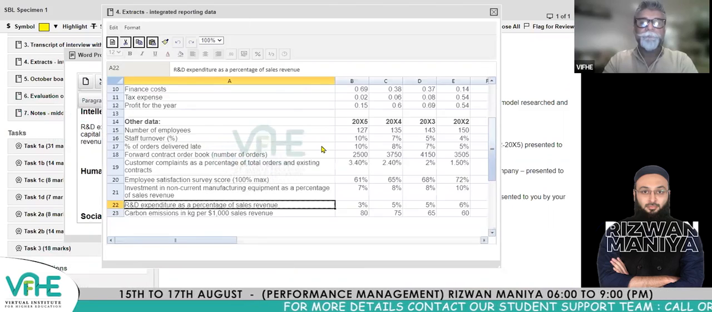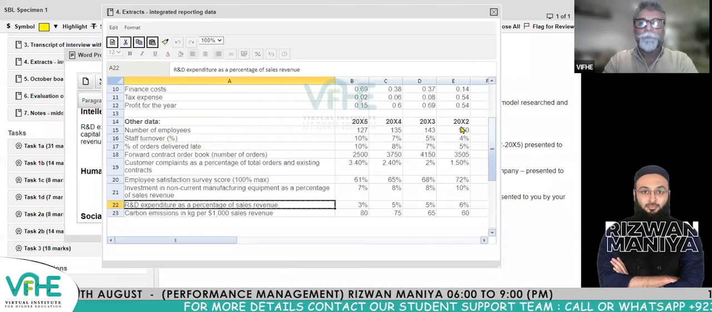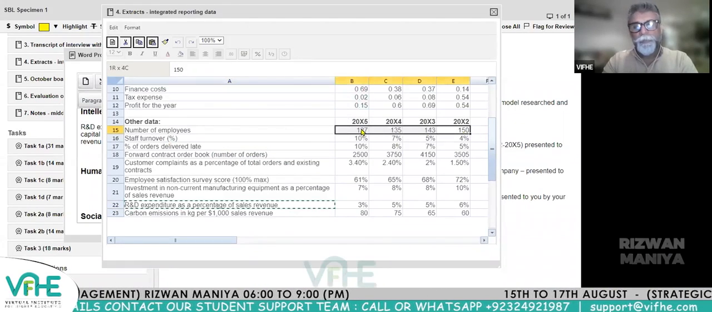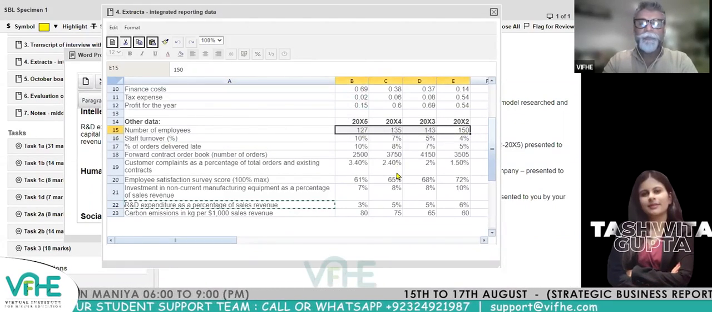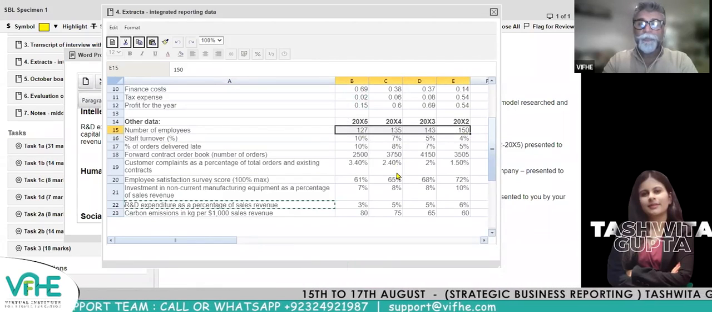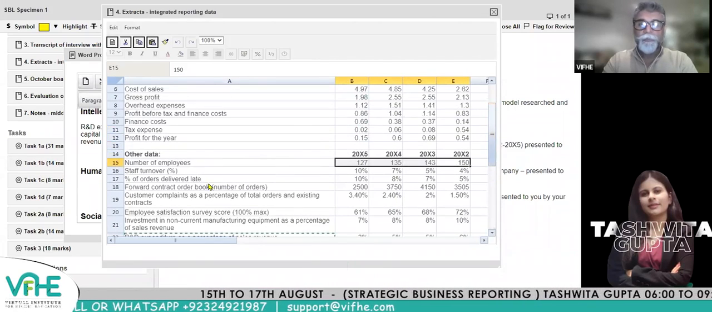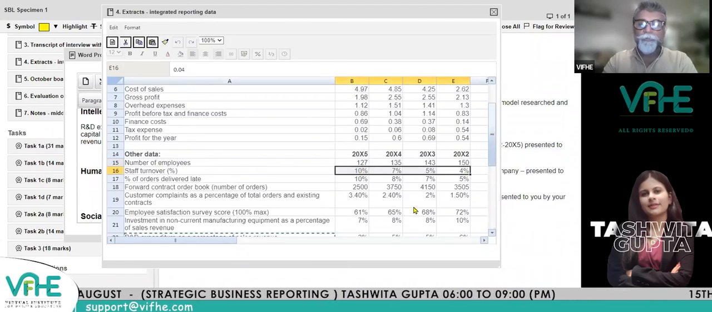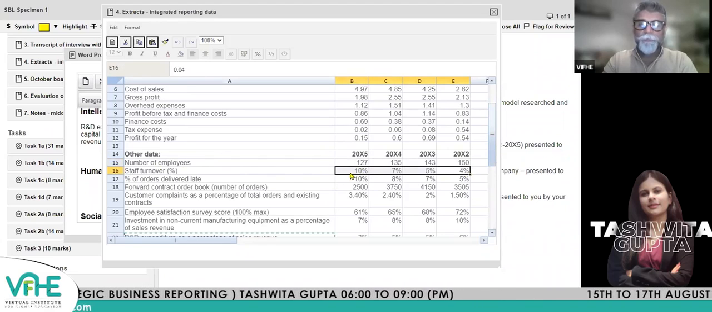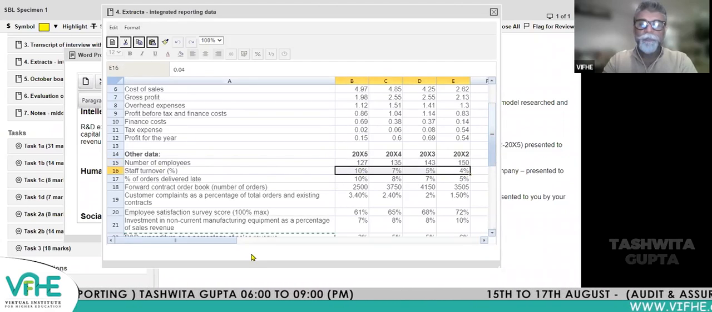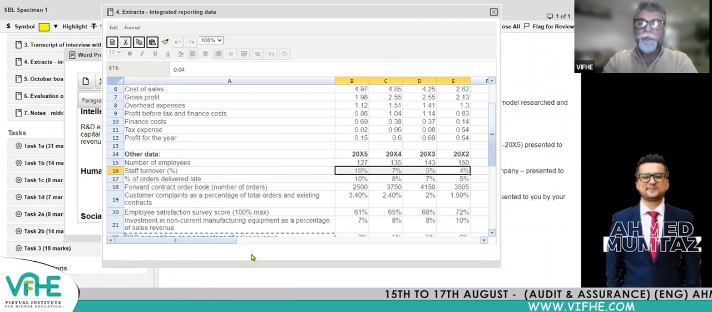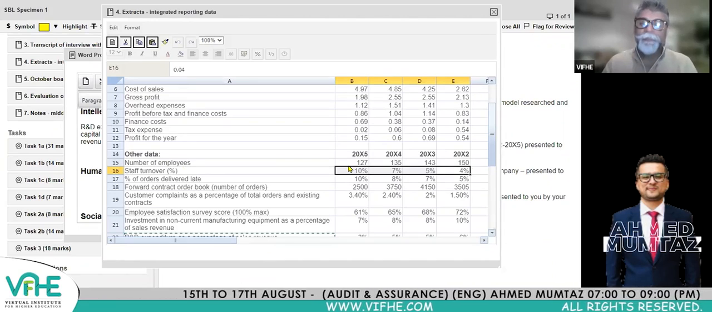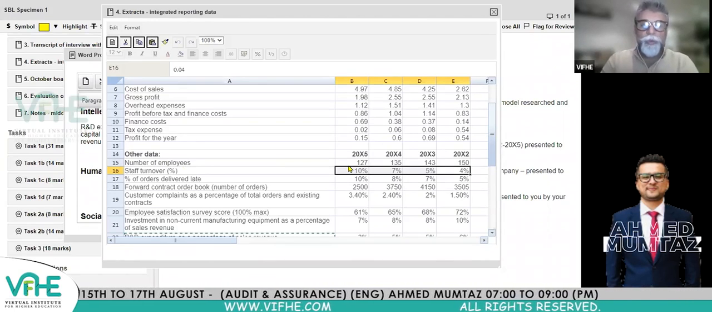Human capital. Number of employees is going down. Okay, that I need to check. Is that good or bad? Staff turnover has significantly gone up. So staff turnover has gone up. Is that good or bad? Staff turnover is bad. That means that the staff is not happy. That is why they are leaving the job.